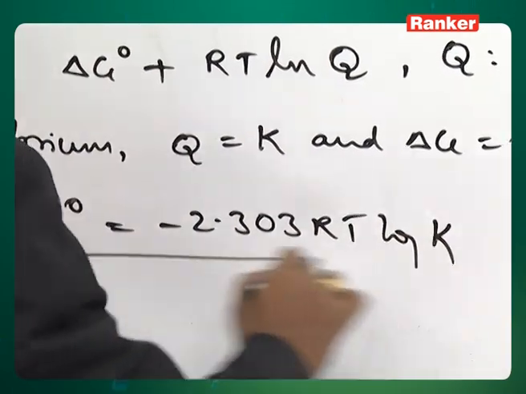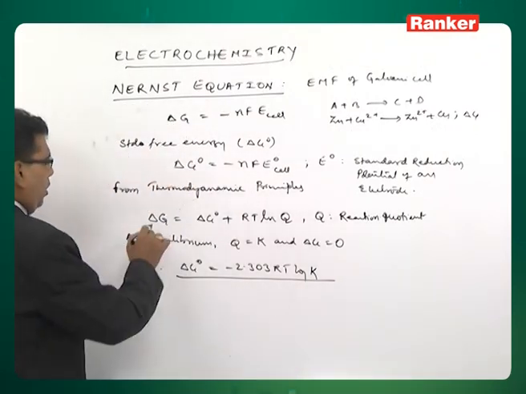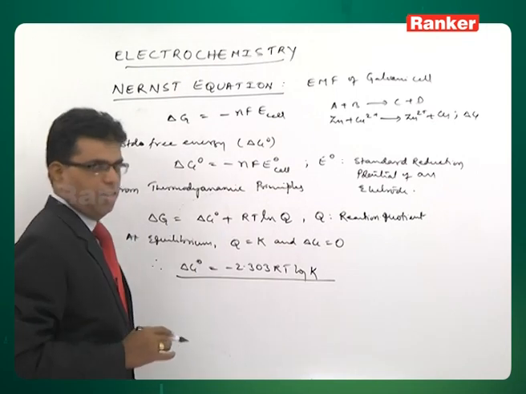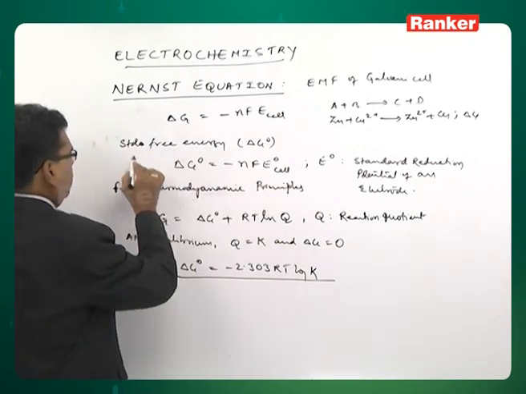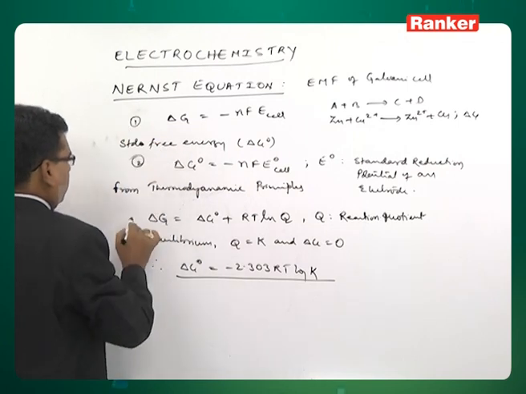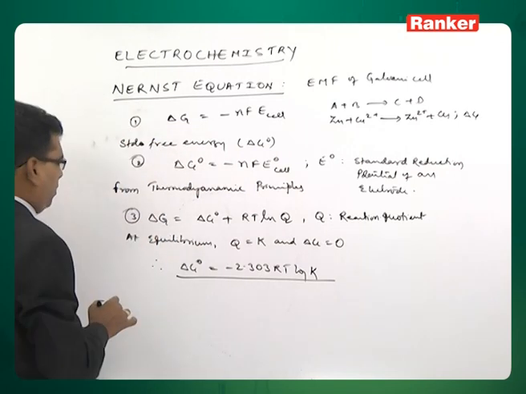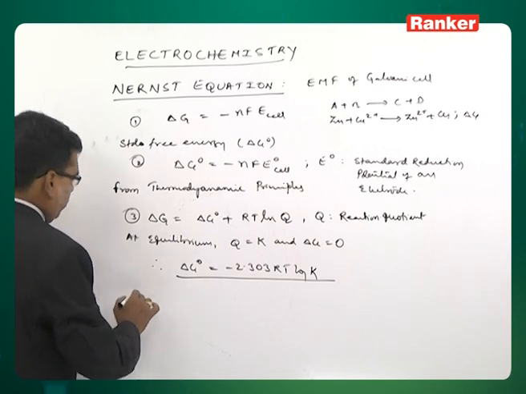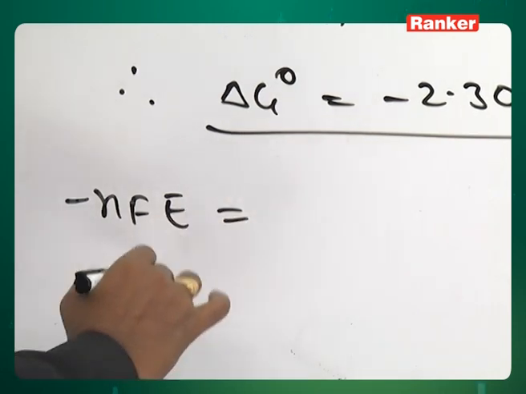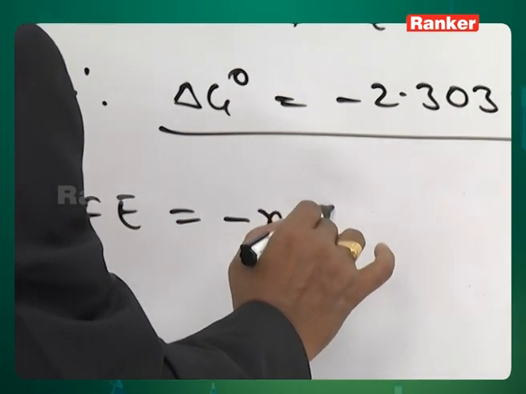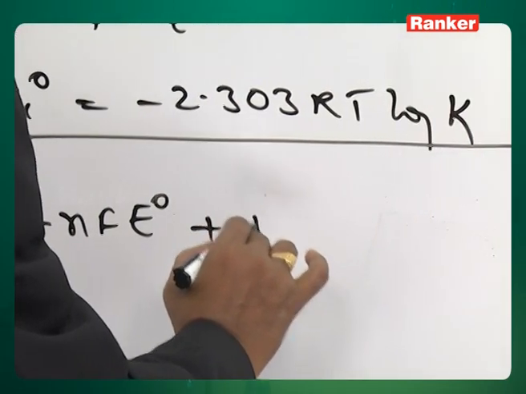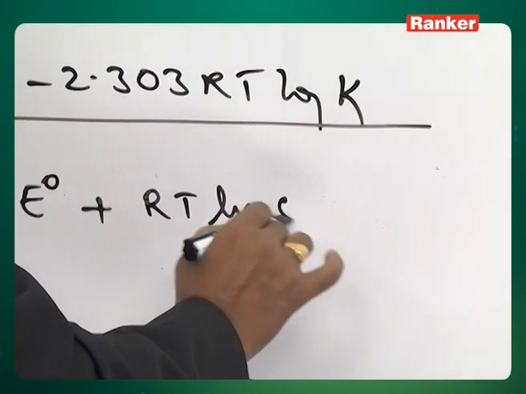Now, delta G is equal to minus nFE, and delta G naught is equal to minus nFE naught cell. Suppose this is equation 1, this is equation 2 and this is equation 3. From equations 1, 2 and 3, what you can write is minus nFE cell is equal to minus nFE naught cell plus RT ln Q.